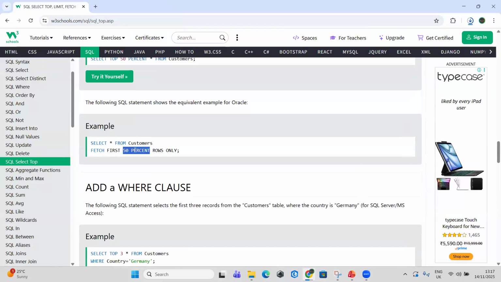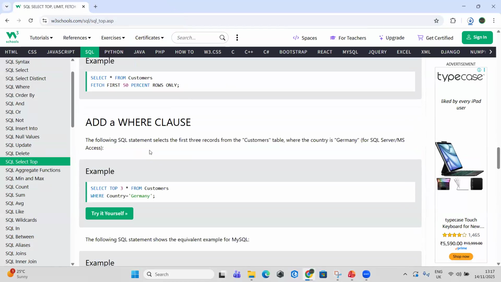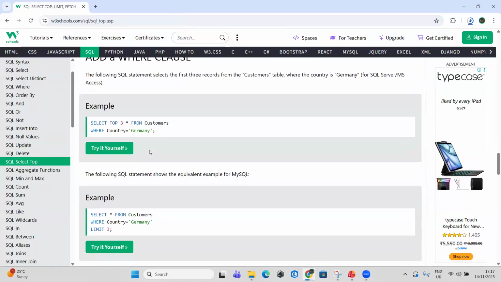Here you can also add percent here. Fetch. Now if you do the same with a condition, can you explain what this will do? Select top three from customers where country is equal to Germany. So it will select the top three results from the column named Germany. It will select all the top three customers from Germany.